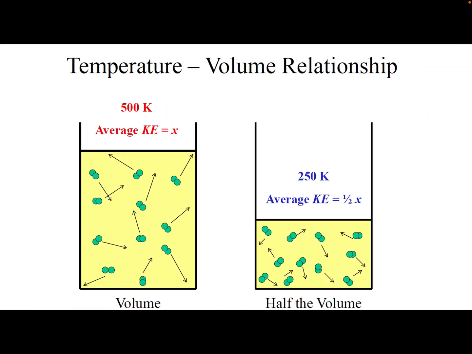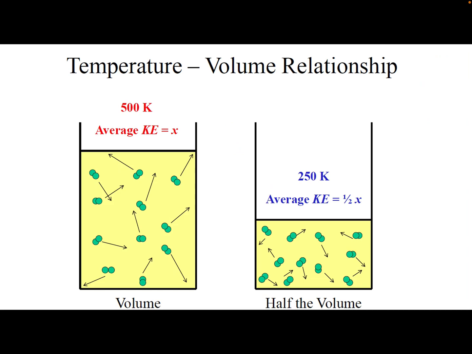Why does this happen? Temperature is a measure of the average kinetic energy. So if the temperature is reduced, the particles will now move slower, okay? What that's going to mean is that on the average, the gas particles are going to collide with one another and the sides of the container more slowly if you reduce the temperature. And that allows them to maintain the same pressure within the confines of half the volume.